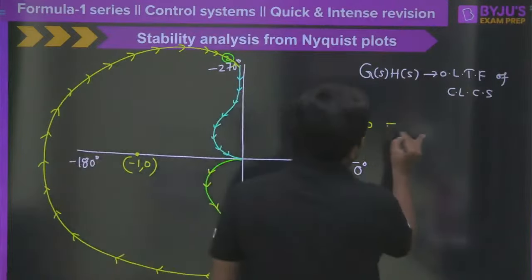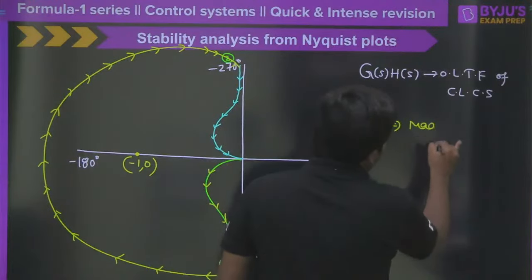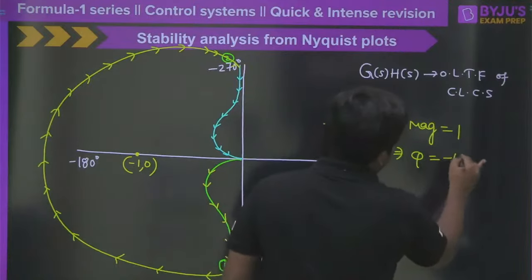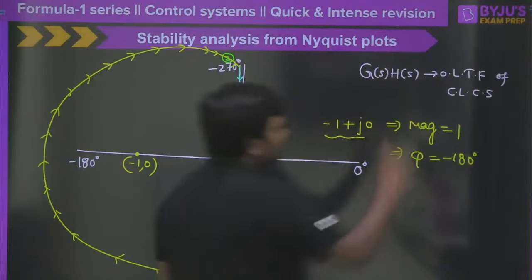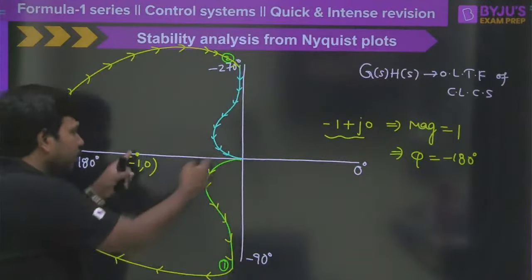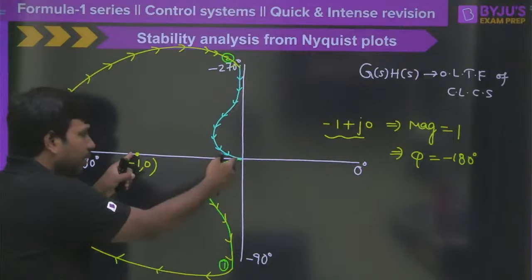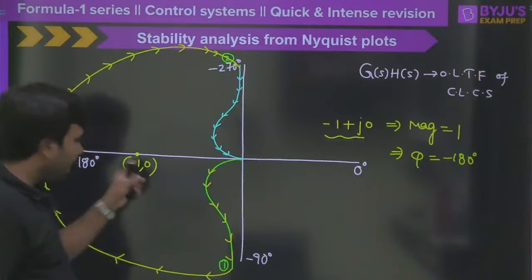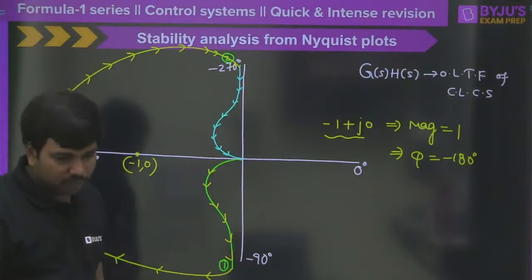What is its magnitude? Magnitude is going to be 1. Magnitude is 1. And phase is how much? Phase is minus 180 degrees. This is called the critical point of stability. Right? So magnitude 1 means modulus of G of j omega into H of j omega equal to 1. Phase is equal to minus 180 degrees. That is called the critical point of stability. So minus 1 comma 0 is called the critical point of stability.